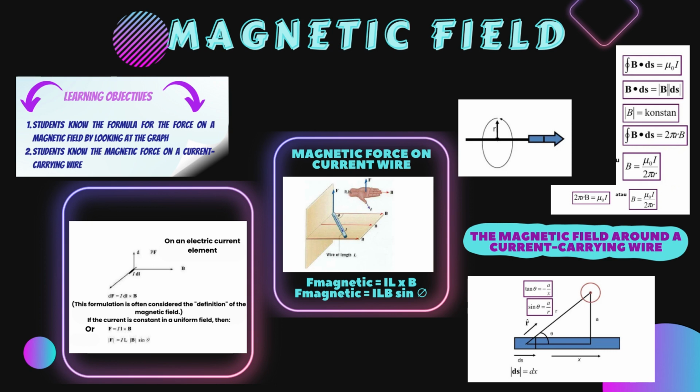Last is about the magnetic field around a current carrying wire. You can see the figure of a triangle here, where A is the front side, R is the hypotenuse, and there is the vector of R, and then the distance ds or x. The formulas that we can get from this figure are, first, tan theta equals negative A over x, and sin theta equals A over R.